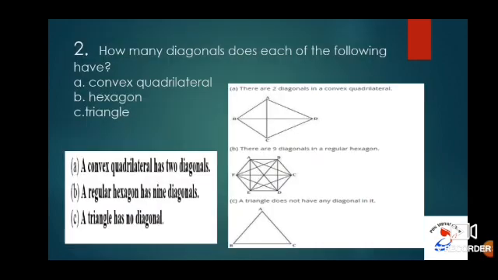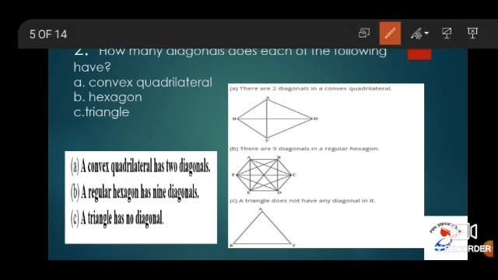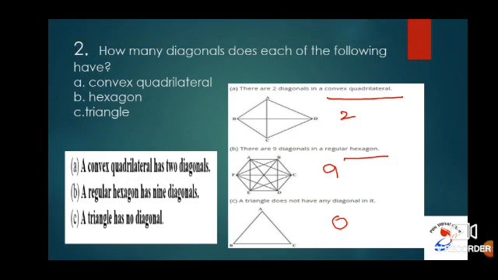Now it is question number 2. How many diagonals does each of the following have? A. Convex quadrilateral, B. Hexagon, C. Triangle. Now we have the formula for calculating the diagonal. Before seeing that, I have given you the figure of a convex quadrilateral. In this figure, a convex quadrilateral will have 2 diagonals, a regular hexagon will have 9 diagonals and a triangle will not have any diagonal at all. So this is a figure based question.